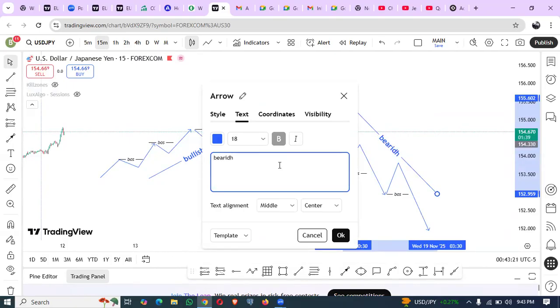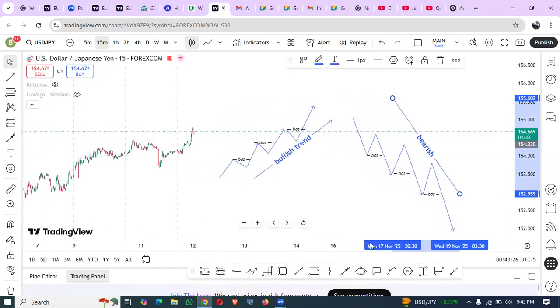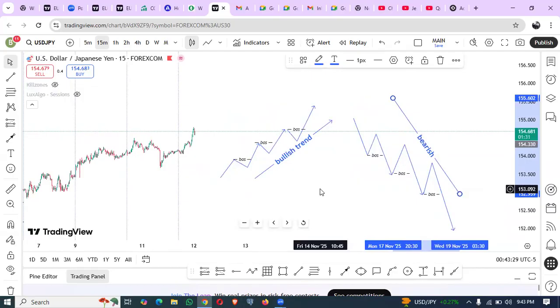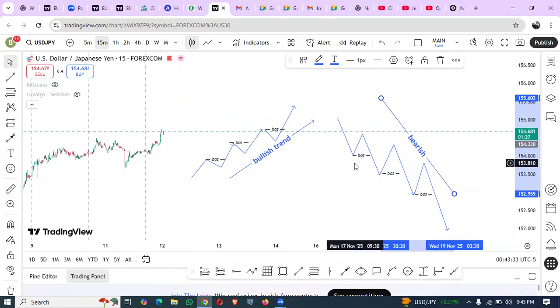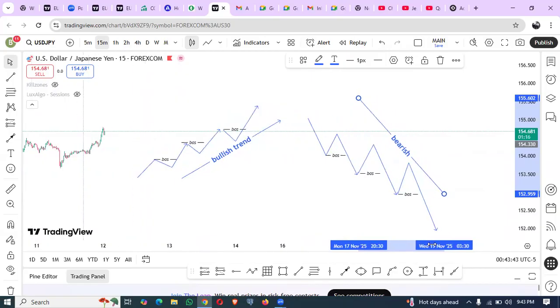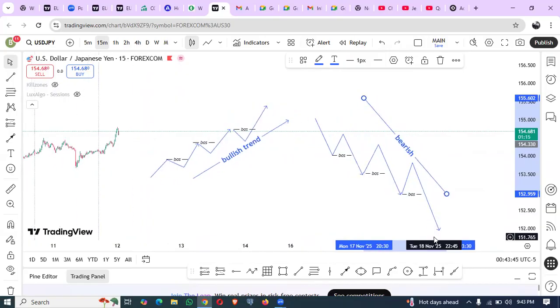Okay, so this is the very basics of how the average SMC trader, ICT, and supply and demand trader sees price. How do they read it? They need breakup structures to the upside, 2, 3 breakups to the upside validates a bullish trend. Then 2, 3 breakup structures to the downside validates a bearish market.